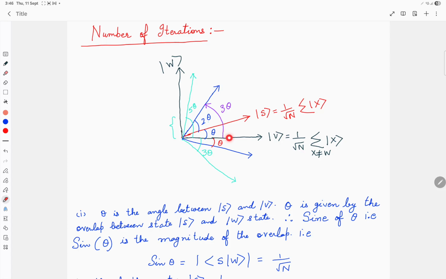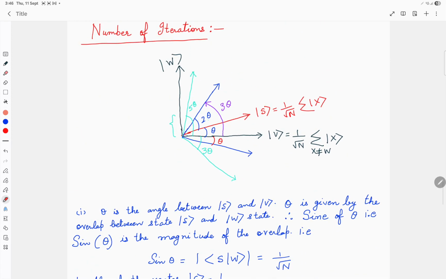So therefore you look at the angles. When you start with the equal superposition state, the angle was theta. When you apply the phase flip oracle and the diffusion operator, the angle goes to 3 theta. Now if you apply another iteration of the phase flip oracle from this state, it will reach this green arrow, and when you apply the diffusion operator, this green arrow will go to this green arrow. So this green arrow makes an angle of 5 theta with this ket V state.